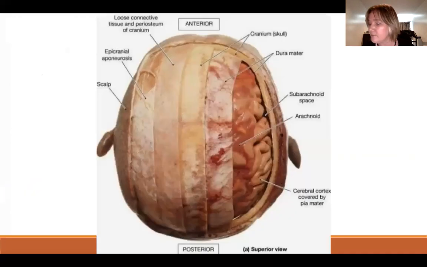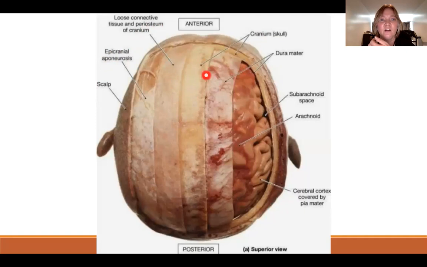So here are different layers of the skull. You can see the scalp, which is the skin, epi meaning on top, and cranial meaning the cranium, your skull. So it's on top, and then aponeurosis. Apo means fat, neuro is nerve. And then you've got your periosteum that's here. That's right on top of the cranium. That's the bone, also called the skull.